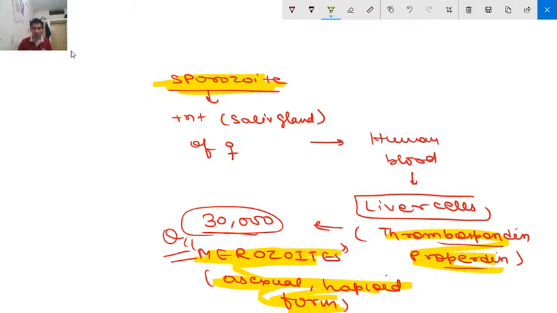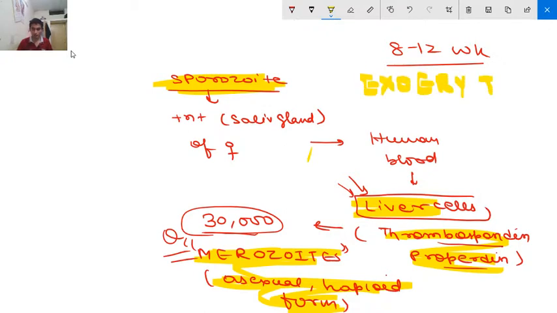Clear? Now coming to the next point: rupture of the infected hepatocyte generally occurs after 8 to 12 weeks of infection. Here we have discussed the infection of the liver and the development of merozoites. This whole stage is basically known as the exoerythrocytic stage. Clear? Because it occurs outside the erythrocyte.